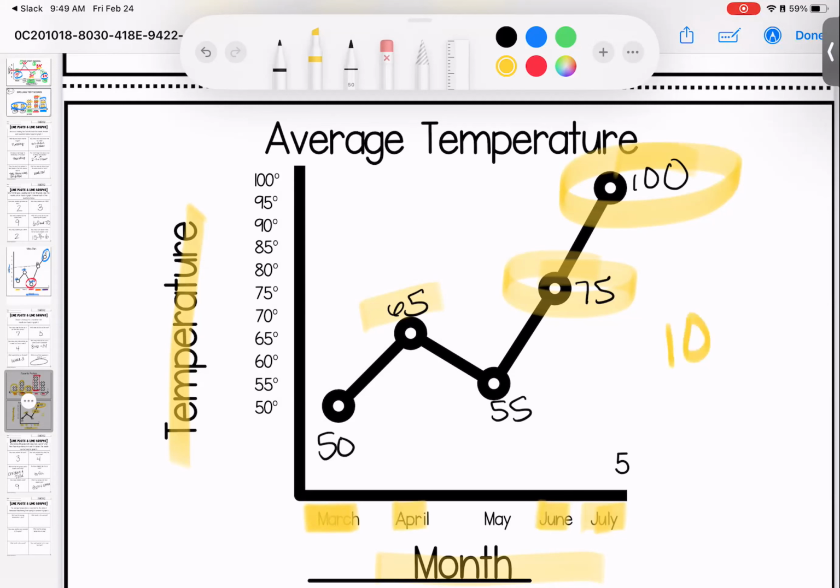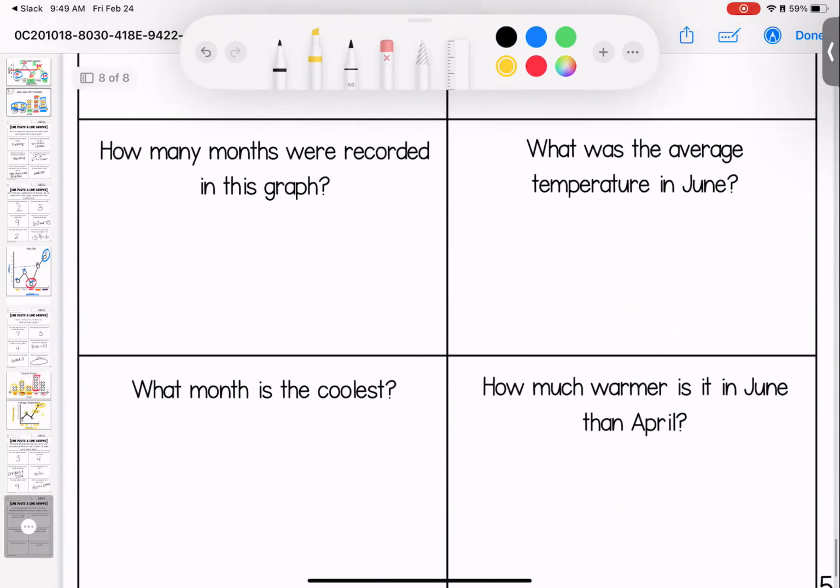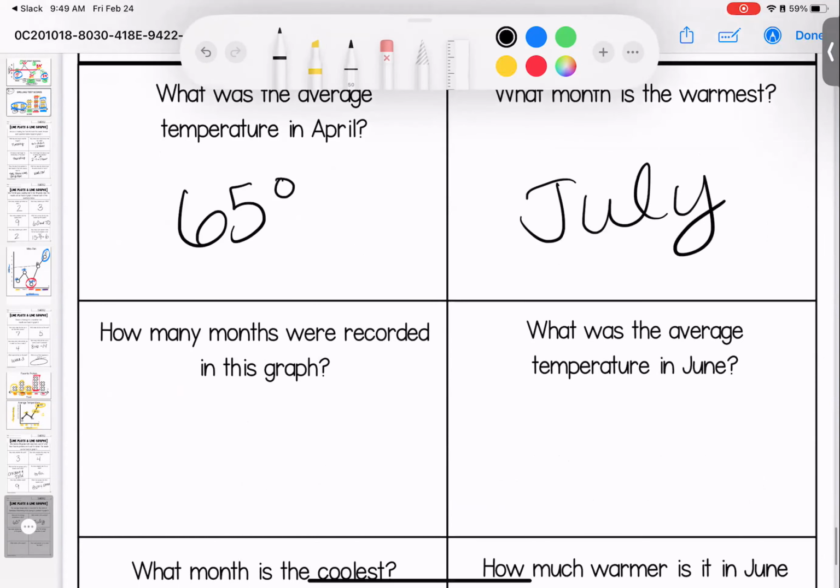It was 10 degrees difference. All right, let's go ahead and write these in on our page. There we go. So what was the average temperature in April? 65 degrees. What month was the warmest? July. How many months were recorded? 5. What was the average temperature in June?